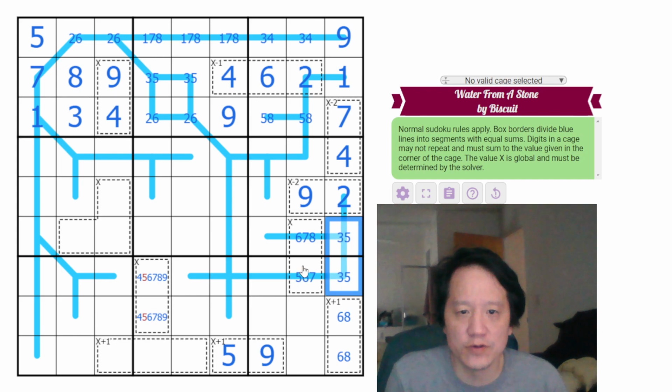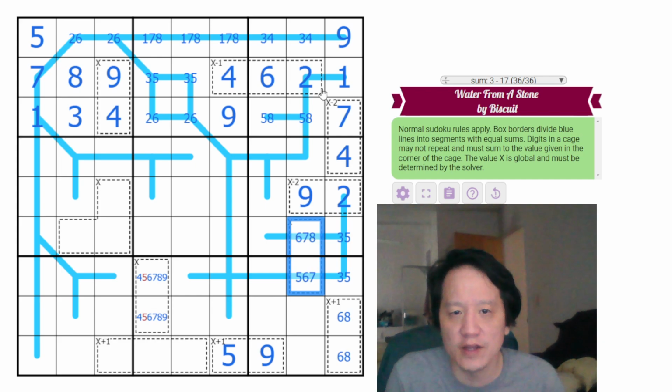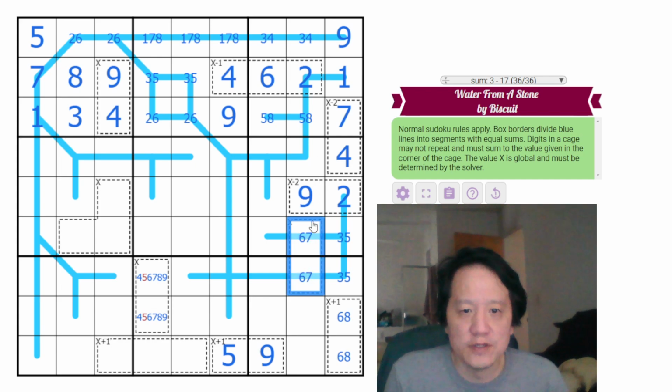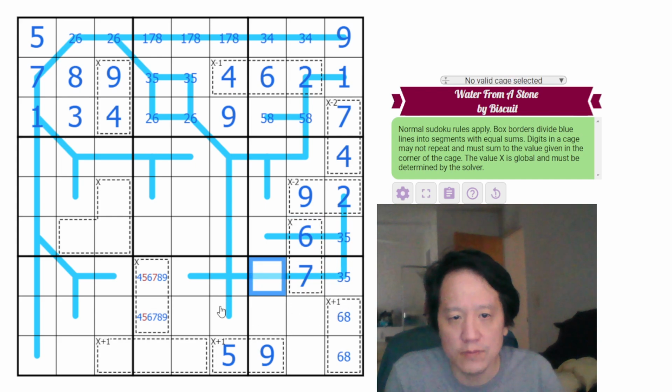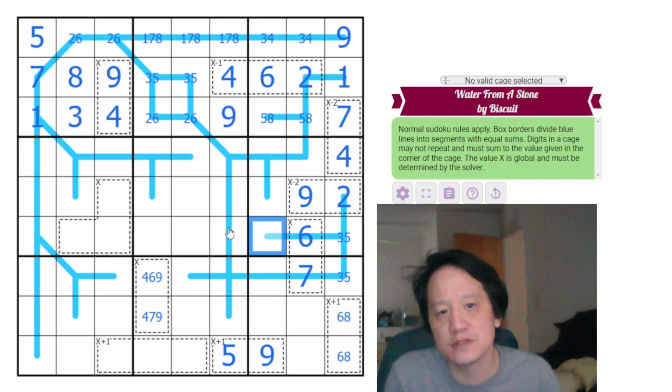So 5 is one of those. This can't be 5 and 8 because that's 5 and 8. So 5 and 8 would eliminate all possibilities there. So therefore, this is 6 and 7. This is 6 and 7. Okay, this can't be 6. So this is 7. This is 6. This can't be 5 and 8 because of 5 here. This can't be 7. This can't be 6, therefore.